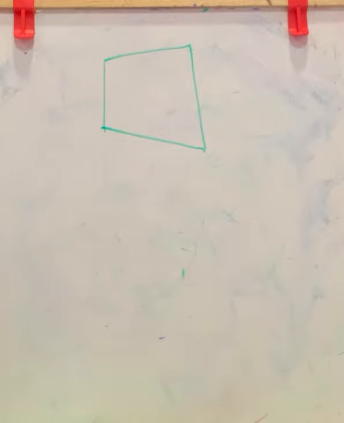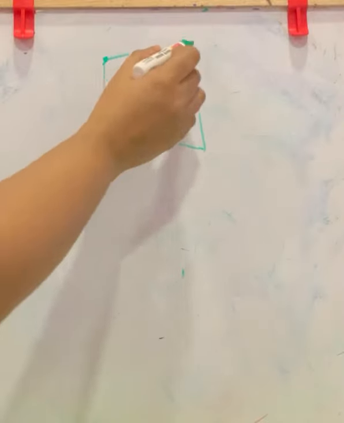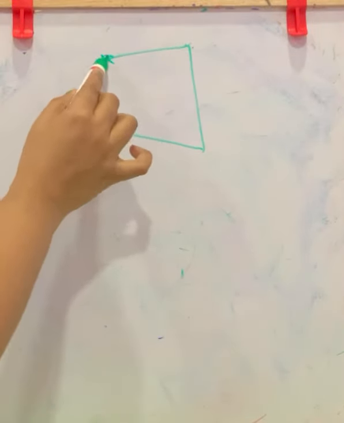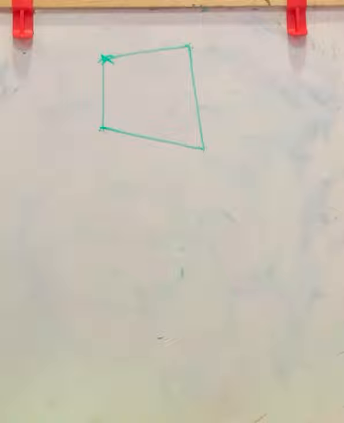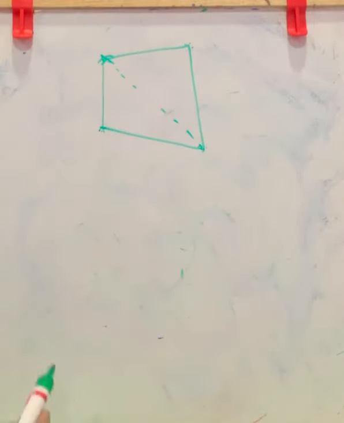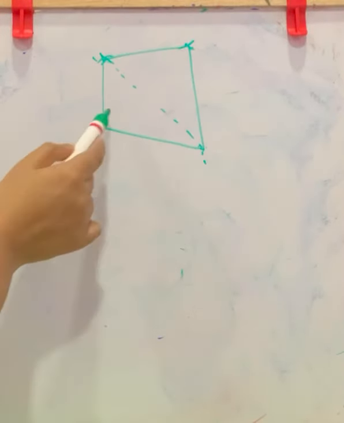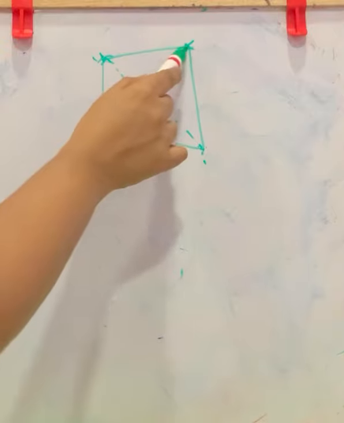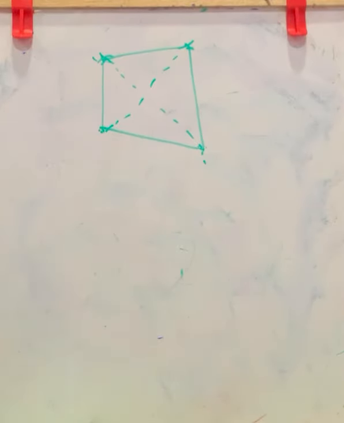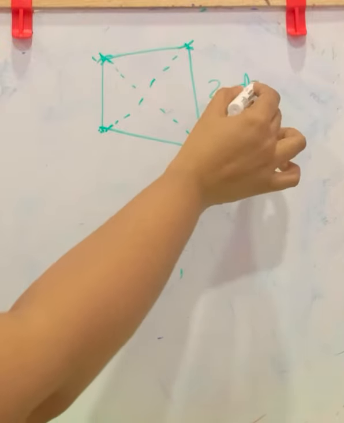Now check how many diagonals are there. Here from this point, these are the consecutive points of this point. This is the non-consecutive point from this point. So join it. This is one diagonal. Now considering another point, these two are the consecutive points. This is non-consecutive. So join it. So how many diagonals does a convex quadrilateral have? 2 diagonals. One is this and one is the other.